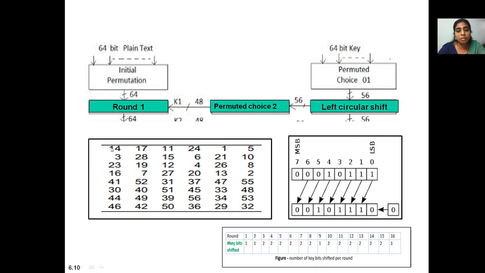The 14th bit is given as the first bit value. The second bit value is nothing but the 17th bit of the key. The 11th bit in the key will be the third bit value here. The 24th bit in the key becomes the fourth bit here. Like that we are going to transpose all these 48 bits, and this particular 48 bit value is given as the key for round 1. So like that we achieve the 48 bit key.